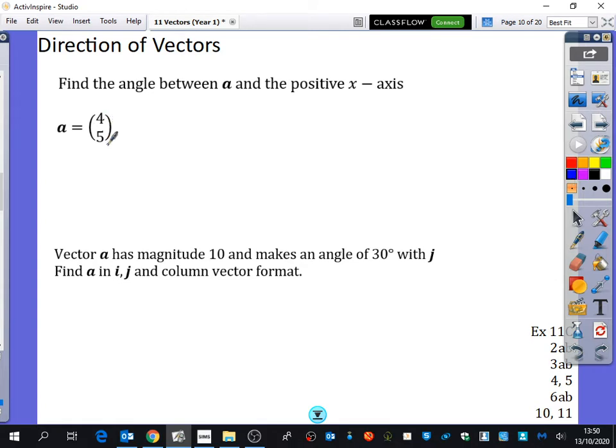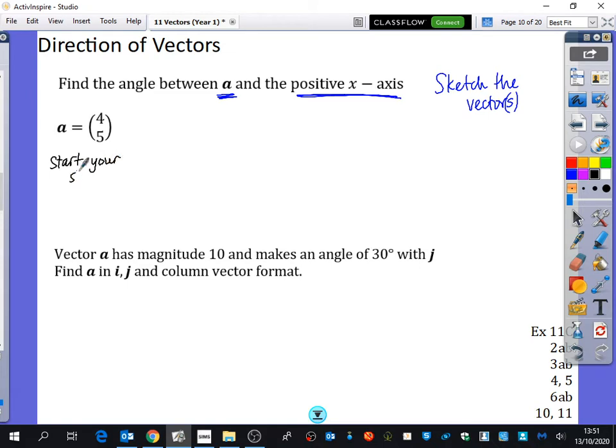And the best thing that you should always do for any of these direction questions is you must sketch the vector or the vectors. It could be vector or vectors, because they might ask you to find the angle between 2 vectors, or they might ask you, in this case, to find the angle between a vector and something else.